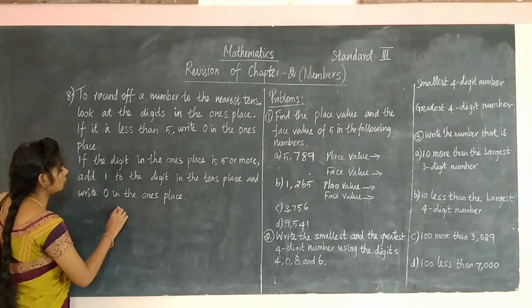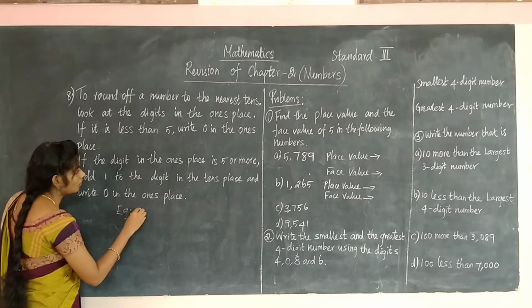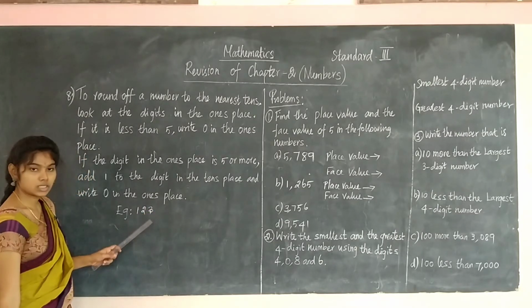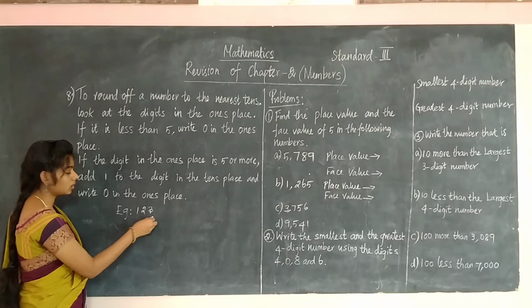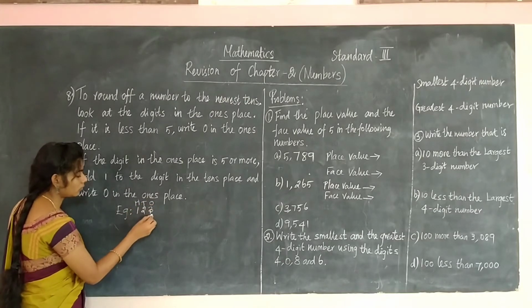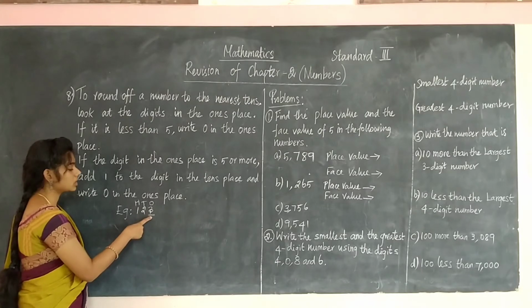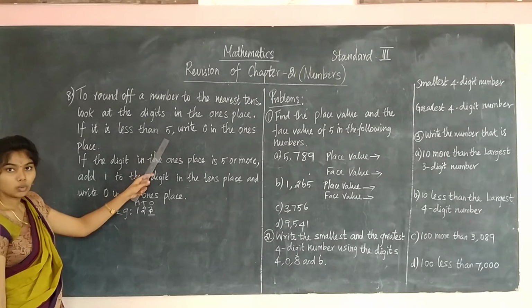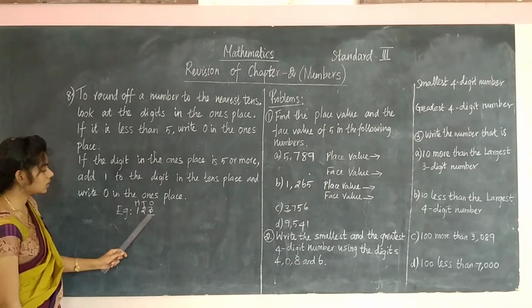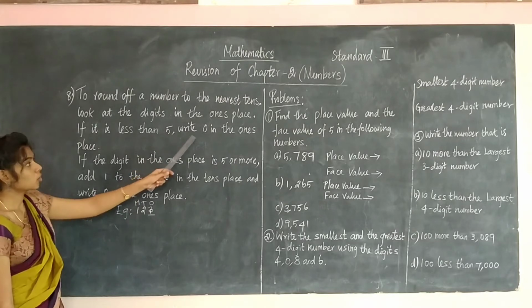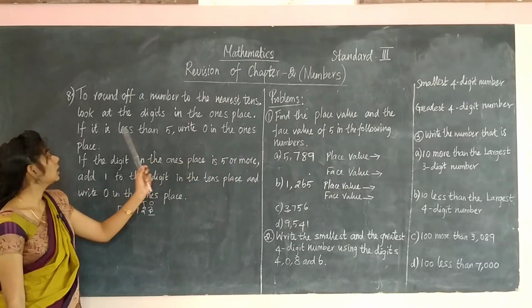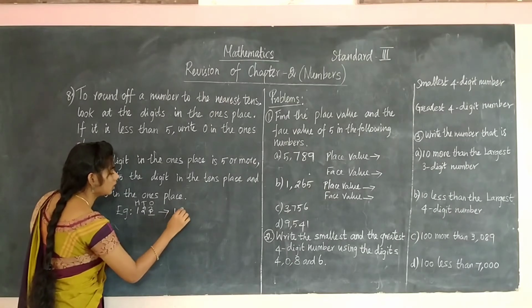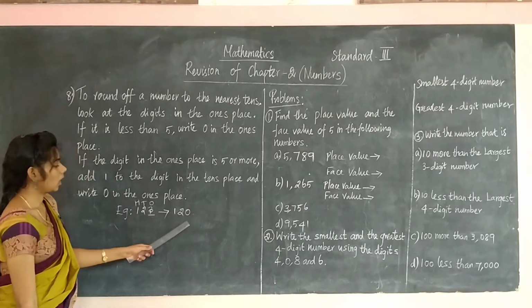We shall see one example for this. For example, I am taking the number 123. We have to check the number in the ones place. What is the number here? 3, which is less than 5. Less than 5 means the numbers 1, 2, 3, 4. So this number 3 is less than 5. So you will write 0 in the ones place. So how will you round off the number? 120 is the rounded number.